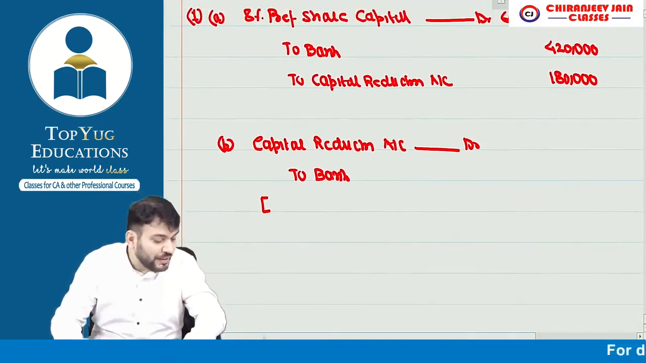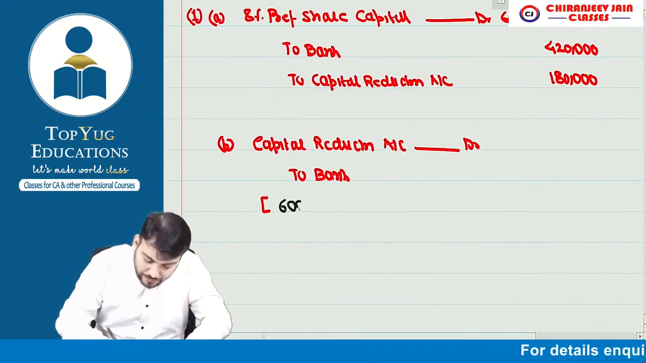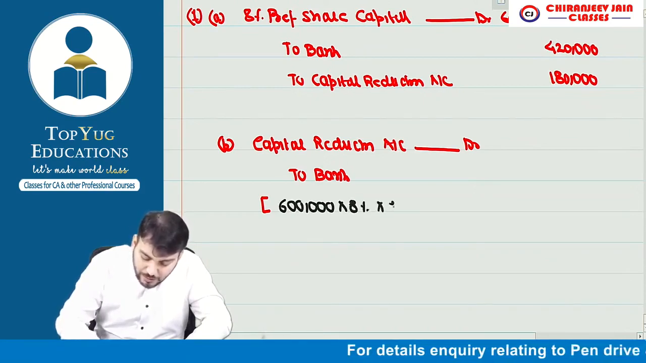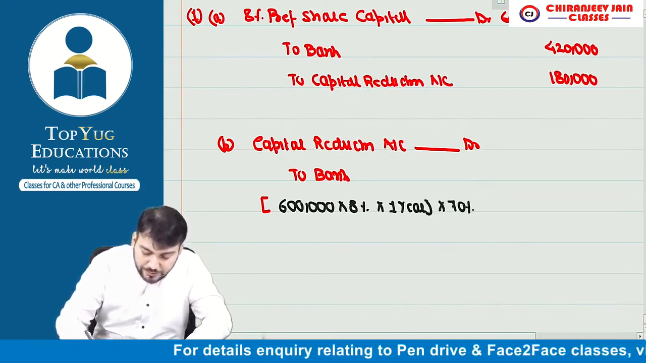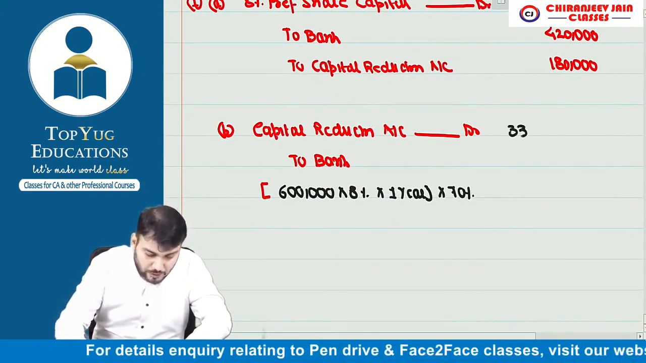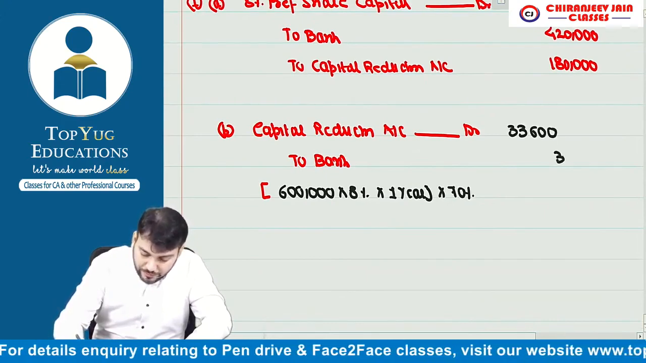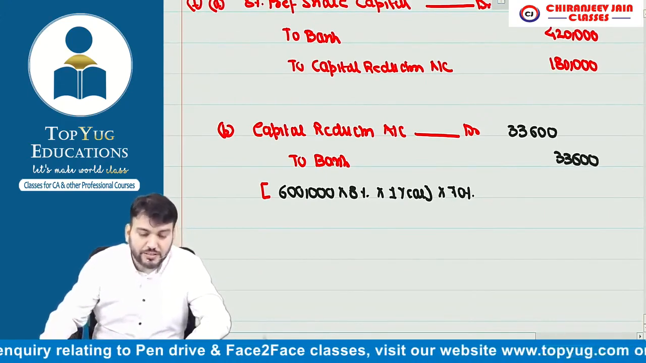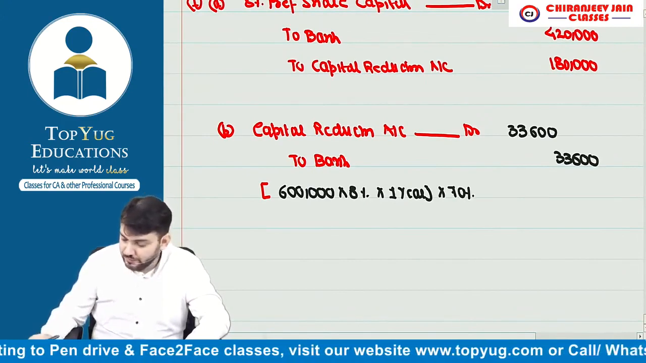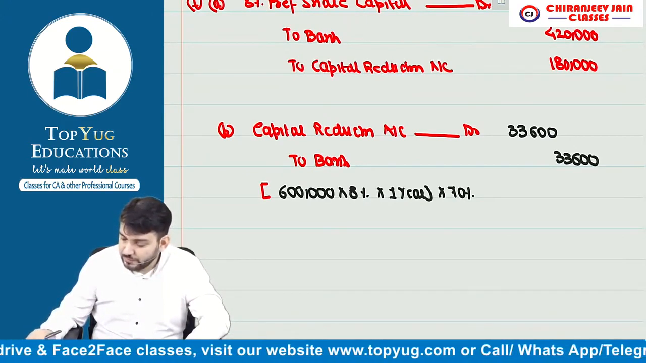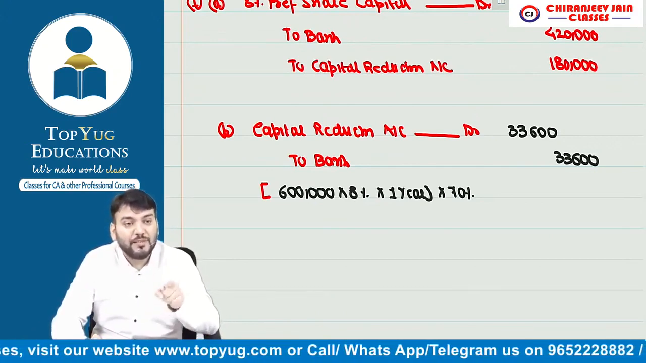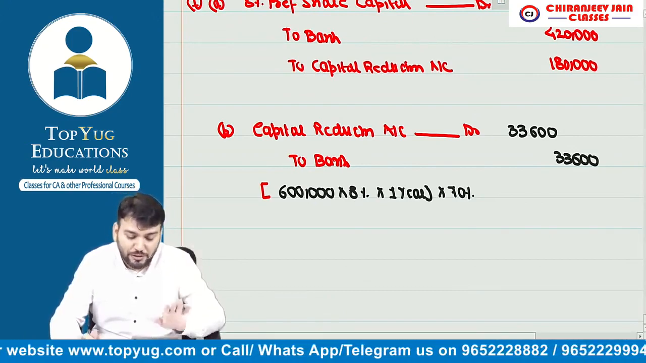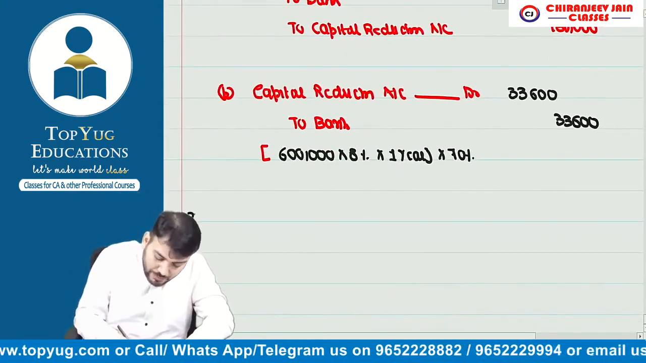$33,600. Correct. So it was arrear for 1 year. It is 6 lakh into 8% into 1 year into 70%. Correct. So that is 33,600. Correct. Yes sir. So I think you have understood. For 30% waiver, no journal entry. Point number 1 done. Come to point number 2.